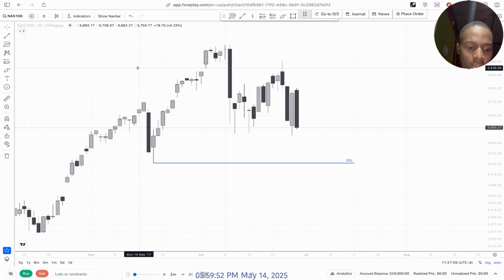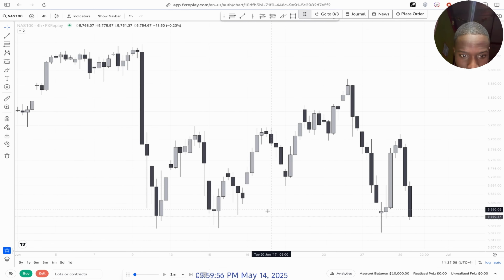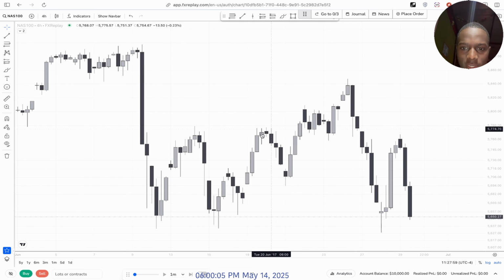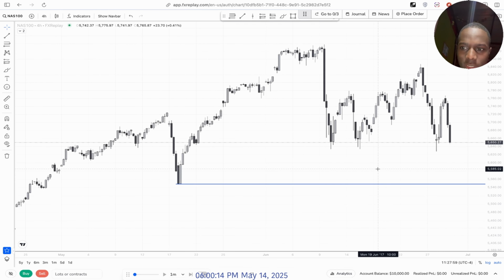And when you go to the 4-hour, you can see that we have these lows which were taken out. We also have this low which swept out all of these. Since the market was a bit choppy in here, basically we're in this price range from this high and this low. So let's see what the market does.